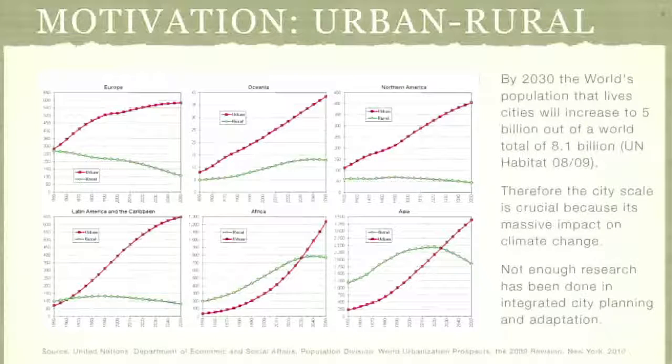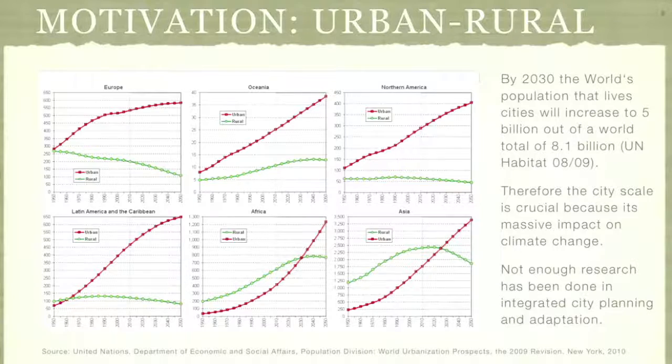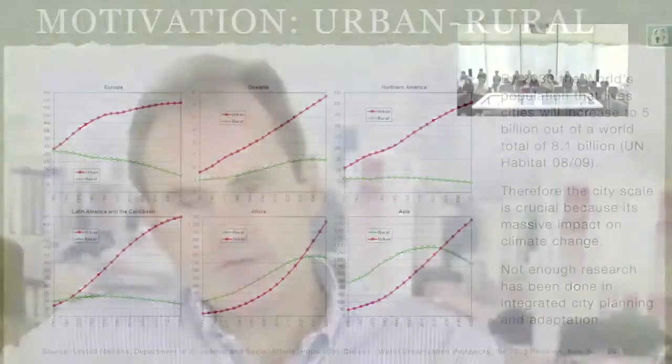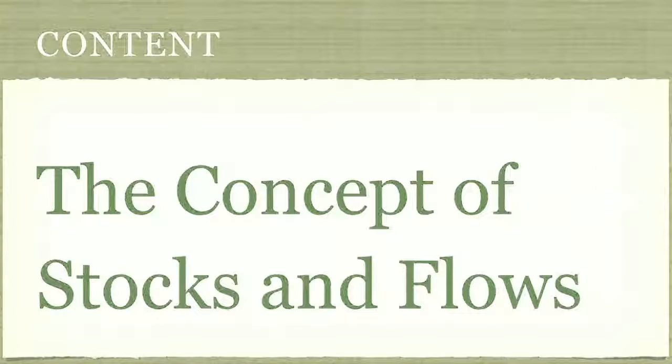And this picture, I think, shows you very clearly how differentiated we have to look at this urban-rural relation in these different continents. And it also shows something very, very important, namely a relation between stocks and flows. So what on earth is this concept of stocks and flows?